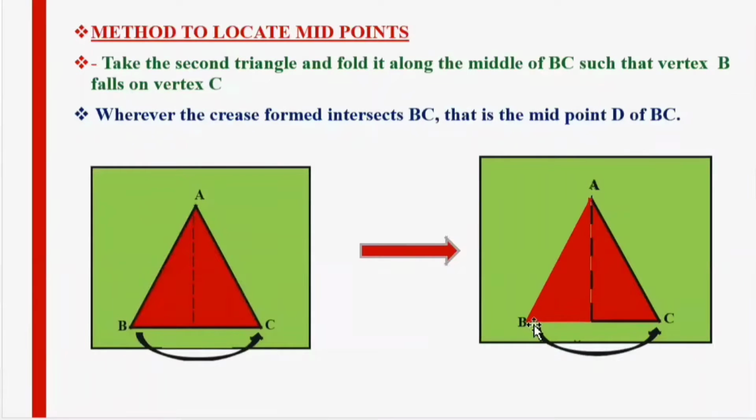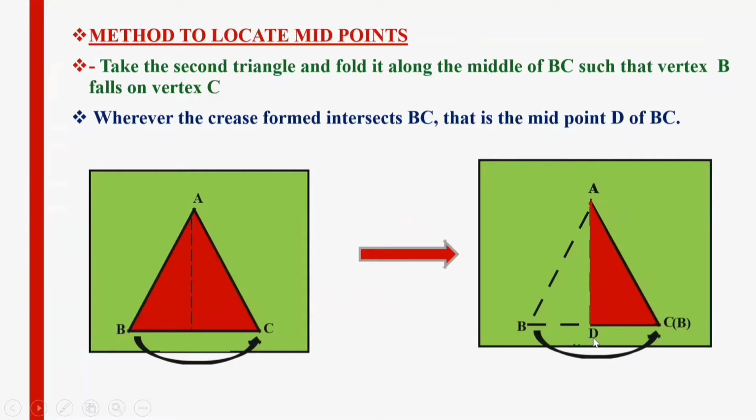I'll just show it to you again. So this was the triangle ABC. I consider the side BC and from the middle of BC, I take this corner of the triangle, move it and fold it such that B and C coincide. This is the crease that is formed. Wherever this crease intersects the line segment BC, that will be the point D. Let me mark it as point D over here. So this is the point D. I have got the first midpoint, of the side BC.